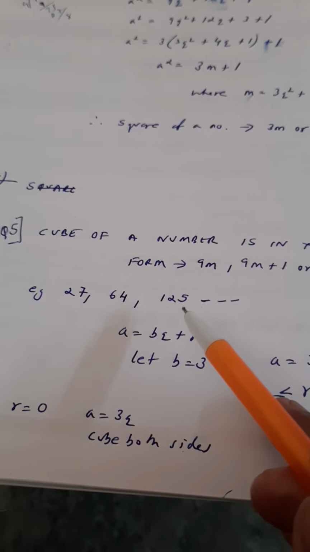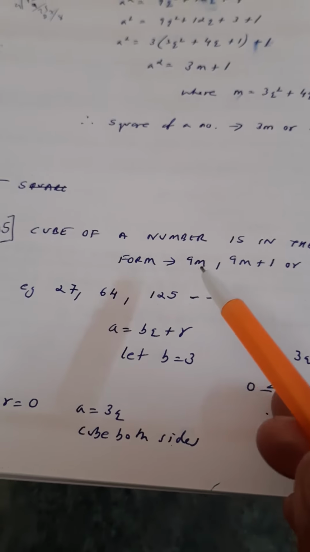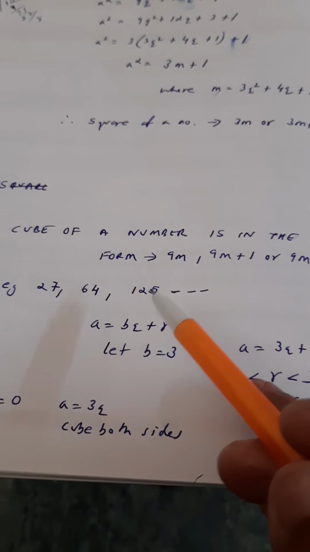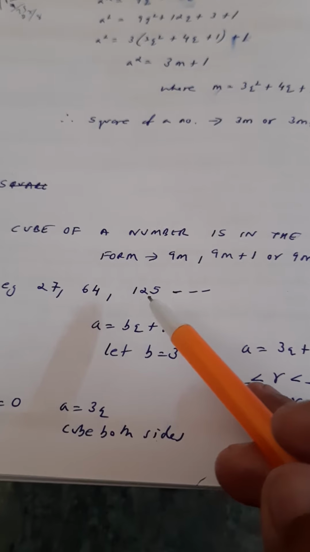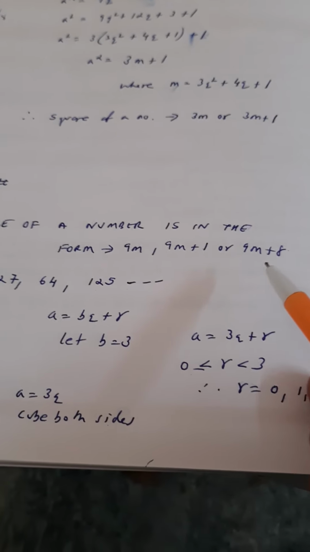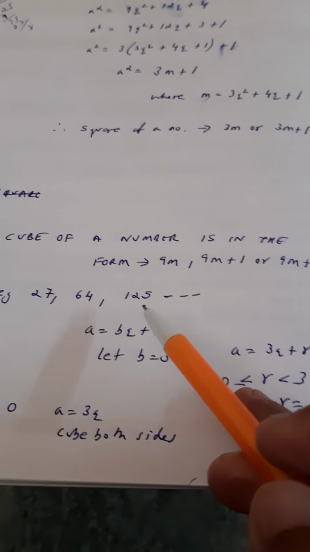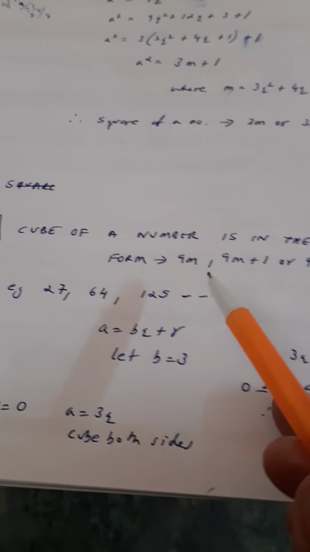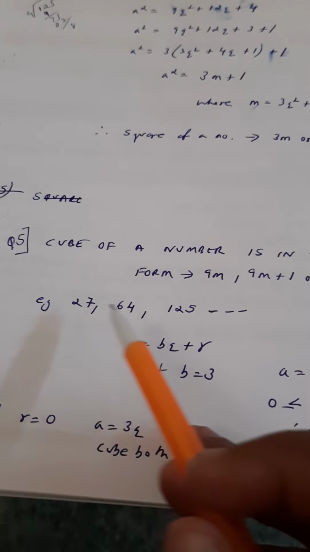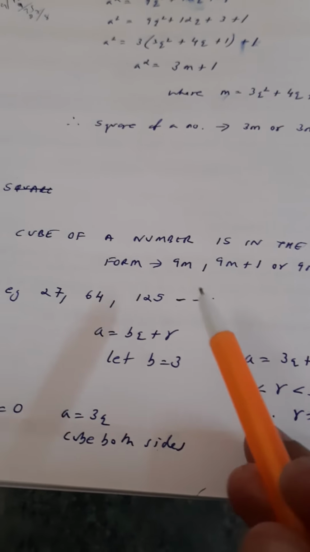The next cube number is 125. It's not a multiple of 9, and neither is it in the form of 9m plus 1. 9 into 13 is 117, and 117 plus 8 is 125. So it's in the form of 9m plus 8. Whichever cube number we take, it's in this form, and that's what we need to prove. In the exam, you need not write all this. This is just to explain the meaning of the question.